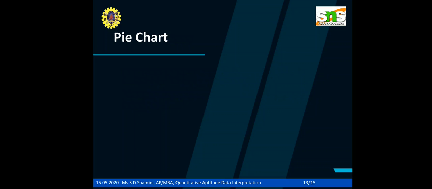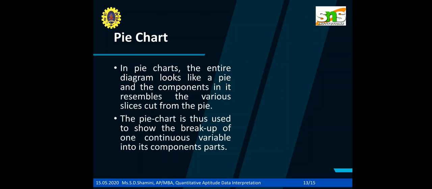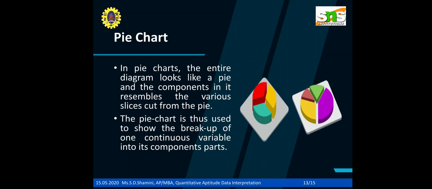And the next one is the pie chart. In a pie chart, the entire diagram looks like a pie, and the components in it resemble the various slices cut from the pie. The pie chart is thus used to show the breakup of one continuous variable into its component parts. So this is the pictorial representation of a pie chart.